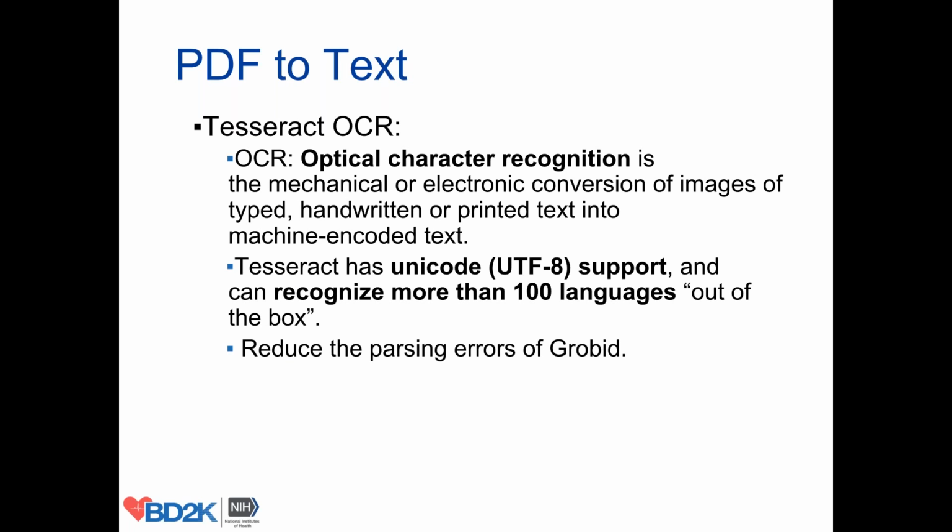Later, we find that although GROBID can keep the information of the structures of the document, the output may contain some errors. So in order to solve this problem, we used another tool, Tesseract OCR, to parse the PDF. OCR stands for Optical Character Recognition. So it is a mechanical or electronic conversion of images of typed, handwritten, or printed text into machine-encoded text. Although Tesseract cannot keep the sectional information of the original document, it has a high accuracy on character recognition, so it can help reduce the error from GROBID.